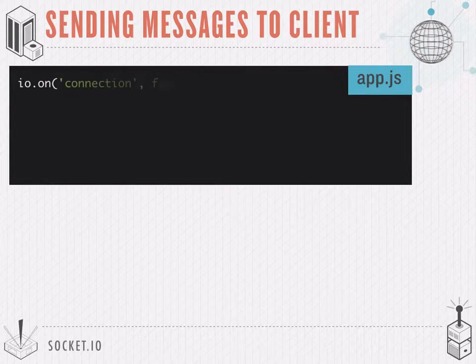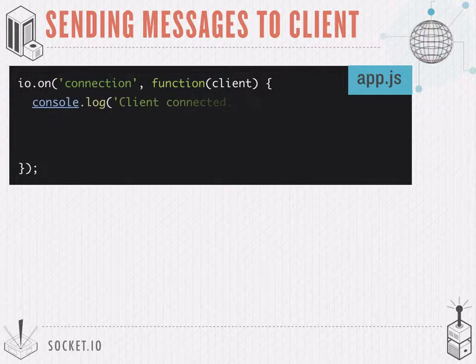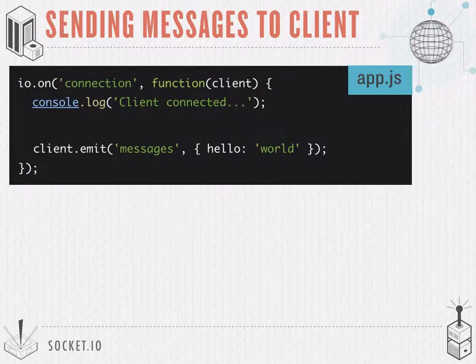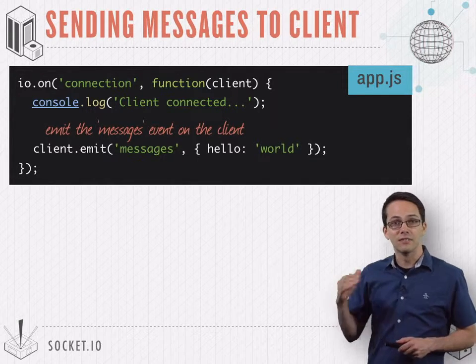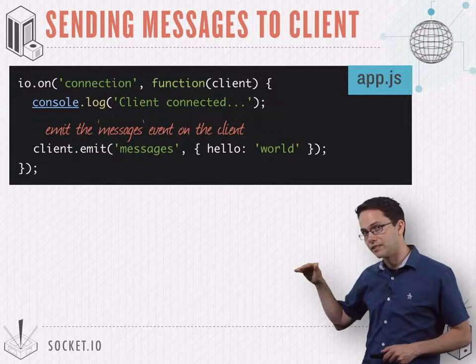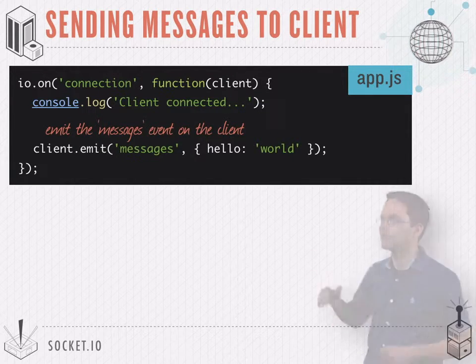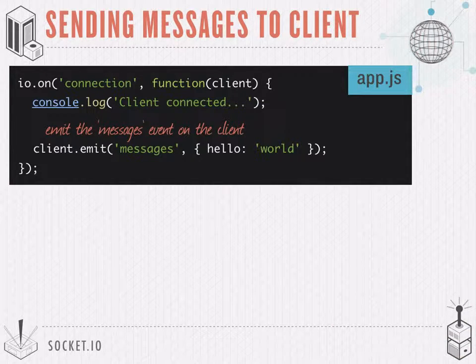Let's add one more thing to our connection event. Here we're going to call client.emit('messages', ...) with hello world. So this is emitting the messages event on our client, which in this case is our browser, and we're going to send the object hello world.